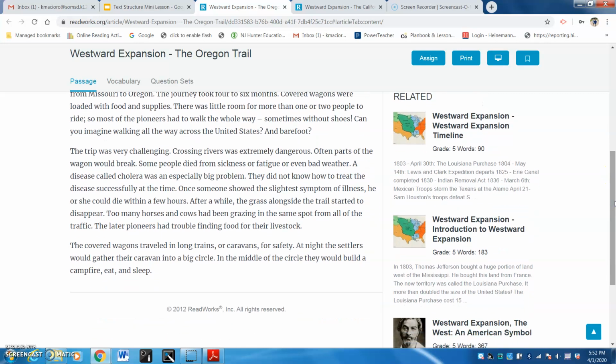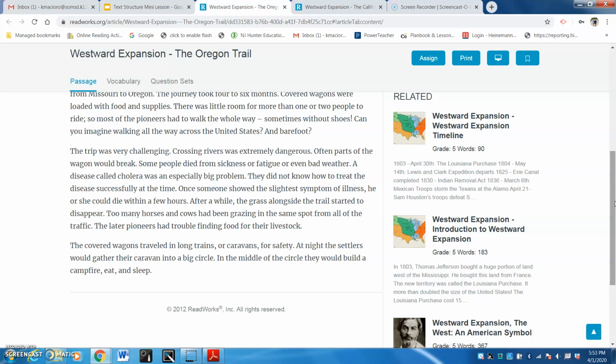Last paragraph. The covered wagons traveled in long trains or caravans for safety. At night, the settlers would gather their caravan into a big circle. In the middle of the circle, they would build a campfire, eat, and sleep. This is really too small to be in a structure, but we can still say it supports the hardships faced along the way. Because as they travel, they covered their wagons, I guess, because the hardship or problem was bad weather. And then it says they traveled in caravans for safety, which means that there were problems with their safety along the route.